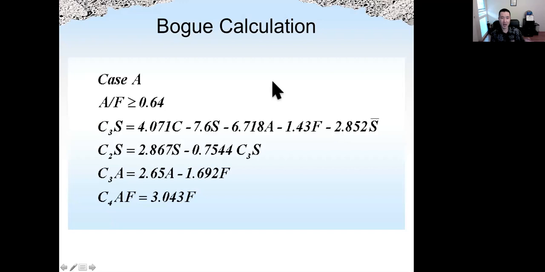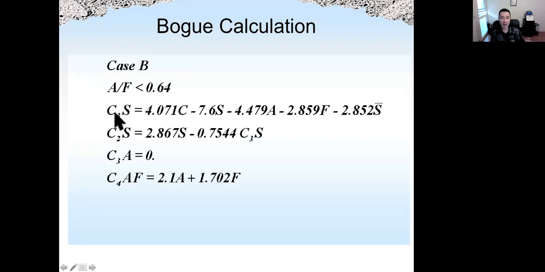You should definitely know how to calculate the compound percentage using these equations. Depending on the ratio of A to F, the ratio of aluminum oxide to ferric oxide, if that ratio is larger or equal to 0.64, we use this set of equations. For example, the percentage of C3S is equal to 4.07 times C, where C is the percentage of calcium oxide from XRF. You can just use this equation to estimate the percentage of these compounds. We call that case A. If that ratio is less than 0.64, we use another set of equations. It is very easy to use the bulk calculation, and it may not be very accurate, but it's very convenient.